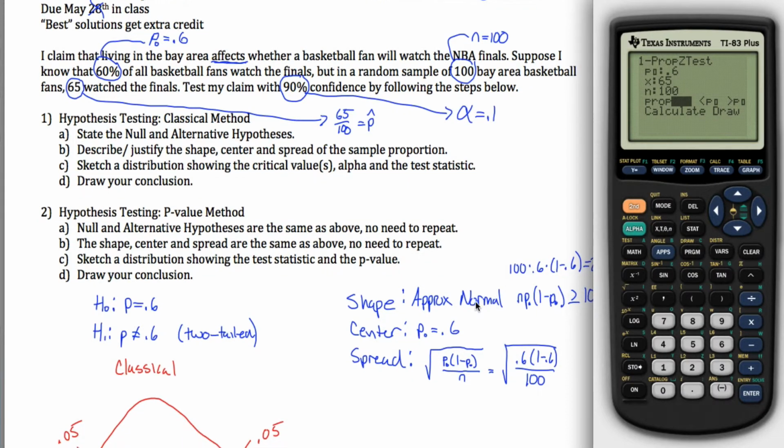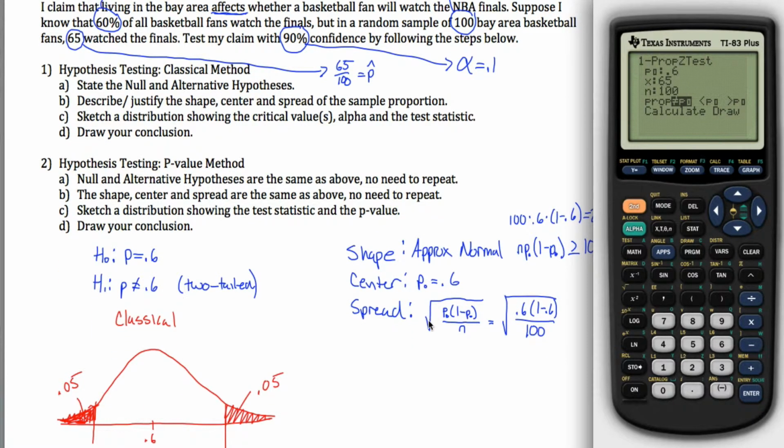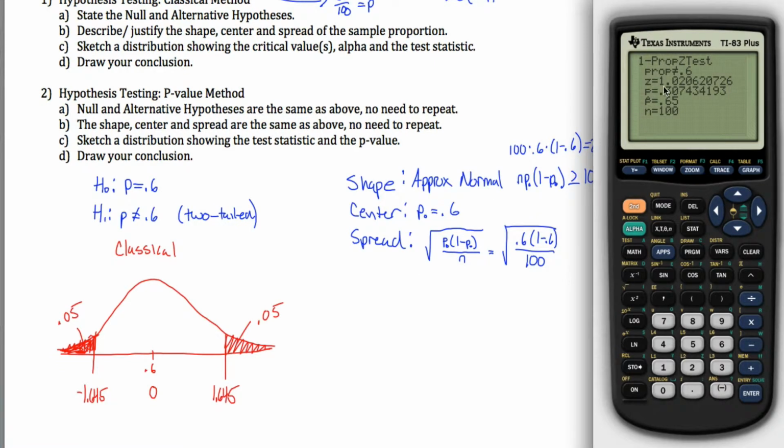And then it says, what's your claim? What's your alternative hypothesis? Well, my alternative hypothesis is that P does not equal P naught. It's this first one here. I'll go to calculate, and it'll give me some information. Specifically, it tells me that the z-score is 1.02.